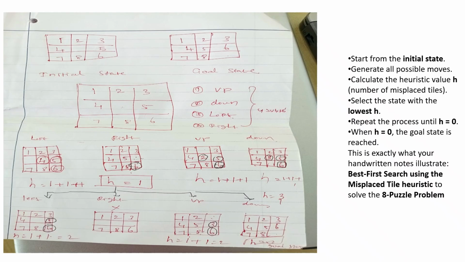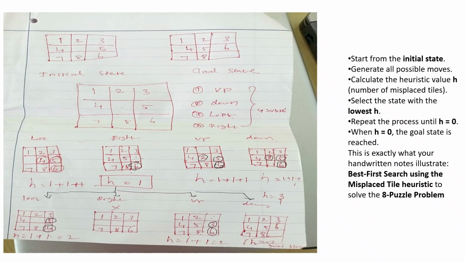Here is where the blank space is. We move the blank space to the left position, and the value in that position, 4, comes to the blank's old position. So what is the current state? 1 2 3, then the blank space, then 4, then 5, then 7 8 6. This is the result of the left move.